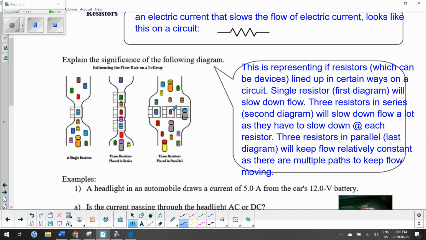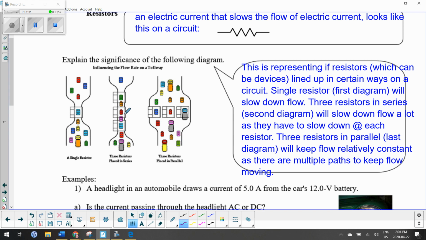If you connect three resistors in parallel, it does slow down traffic a little bit because you do have a resistor, but it's not going to slow it down very much, because these vehicles here, or your current, have three options in order to get through to the opposite side. So this one's not going to slow down your current as much.